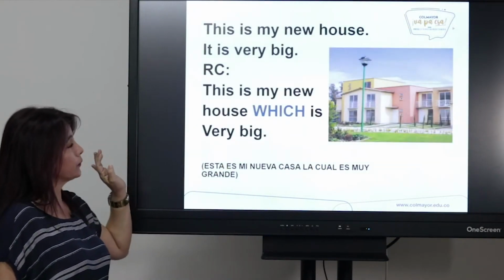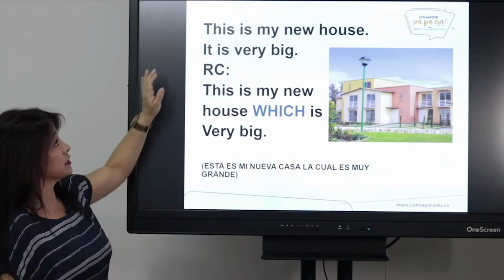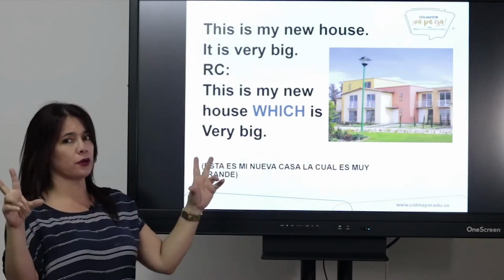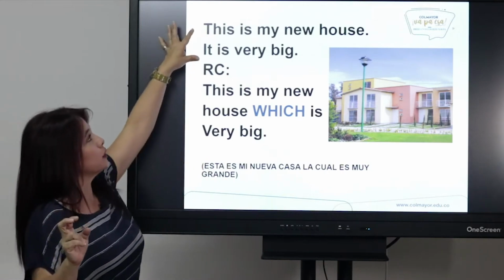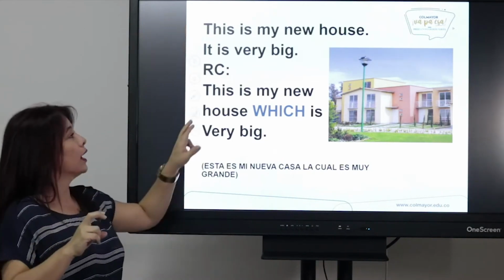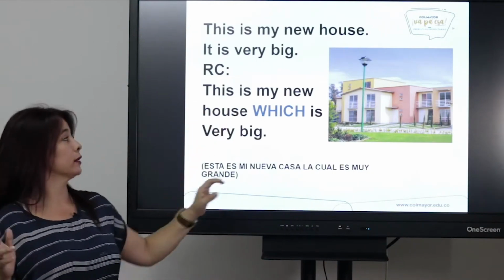Another example. This picture is a new house. The sentences are: this is my new house and it is very big. The two independent sentences we combined: this is my new house, which is very big.